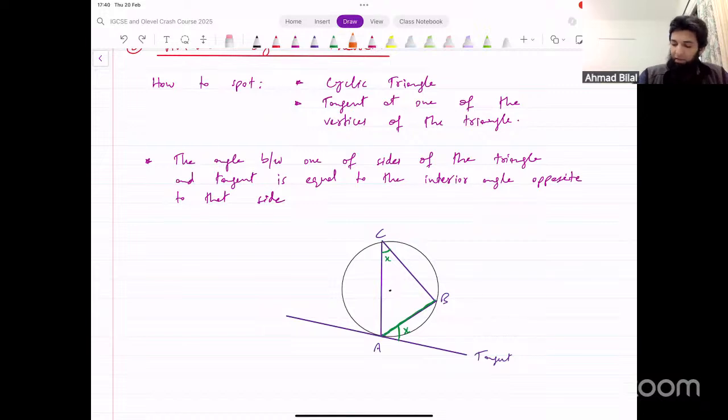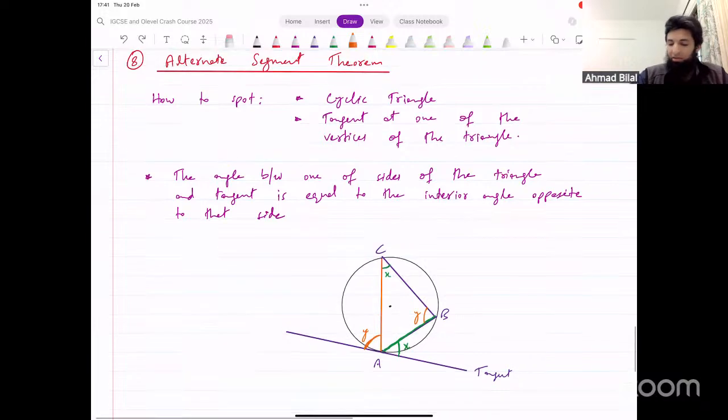And if we talk about the other angle, this angle here, let's call this y. This is the angle between this orange side of the triangle and the tangent. This angle y is going to be equal to the opposite interior angle of the triangle, this angle here. This is also going to be y. Okay? These angles are going to be equal to each other. This is called the alternate segment theorem.